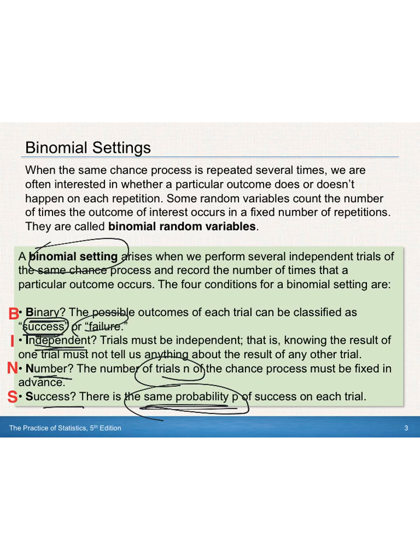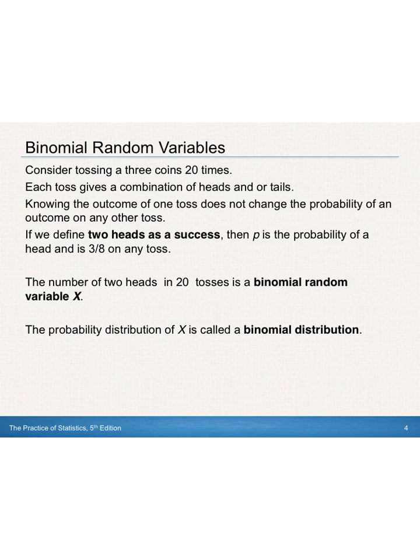Let's give an example that we've had in class. We collected data on, and then we'll continue to look at, tossing 3 coins 20 times. So we know that each toss is independent of the tosses before it. And we're going to define our variable as 2 heads being a success. And we find out that the probability of that success is a 3/8 chance.